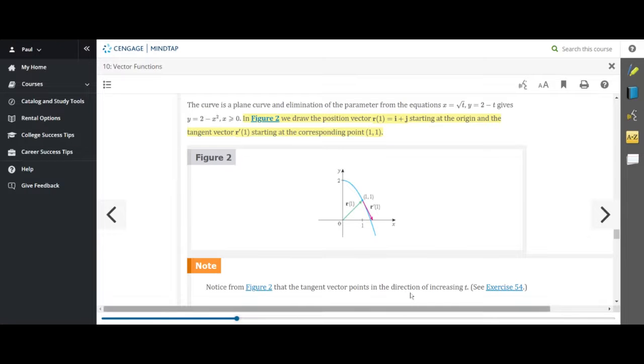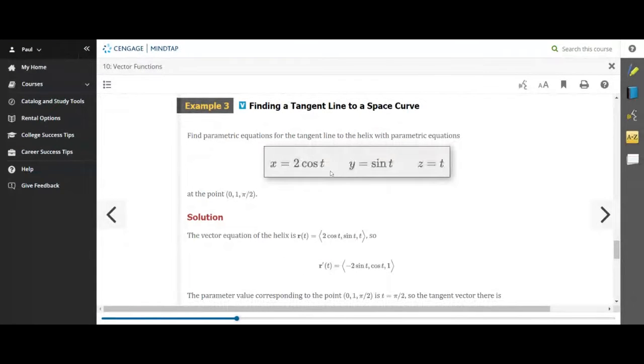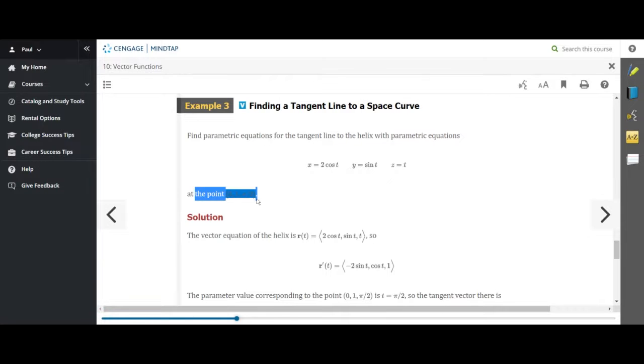So we can do, if we want to find the tangent line to a three-dimensional space curve. Here you want to find the tangent line to the helix with these parametric equations. Now, this helix in example 3 is going up. And by the way, you want to find parametric equations for the tangent line to that helix at the point 0, 1, pi over 2. That's what it's saying here.